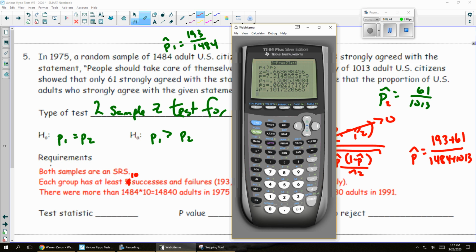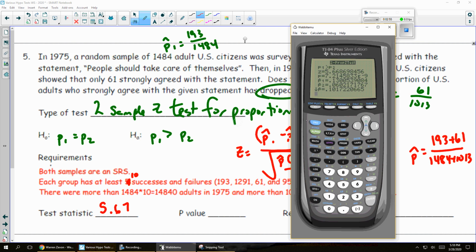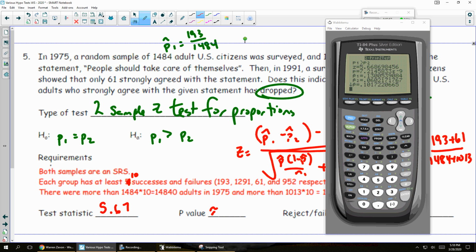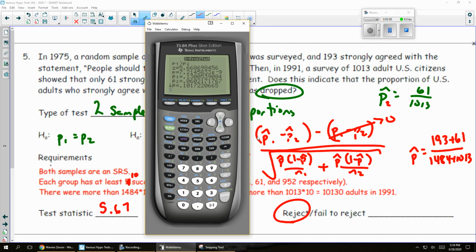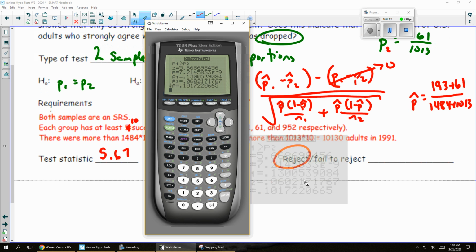Calculate, and we see that the z-test statistic is 5.67. The p-value is really, really small. You could write that number in there if you want. It's so small I'm going to reject, but I also want you to pay attention to this here.